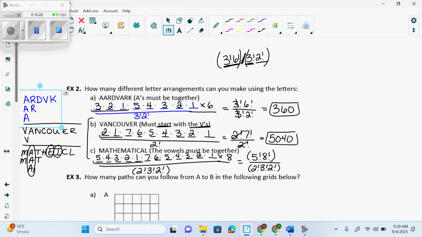Okay. What's the answer to this one? What do we get? Help me.